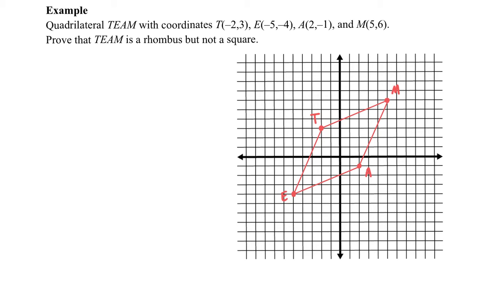All right, now let's first make our plan. In order to prove that something is a rhombus, first we have to prove that it's a parallelogram. And like I told you, I'm going to show that the diagonals bisect each other. Diagonals bisect each other, that's going to prove parallelogram.